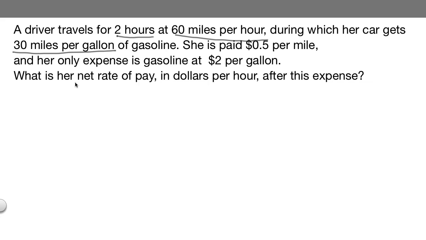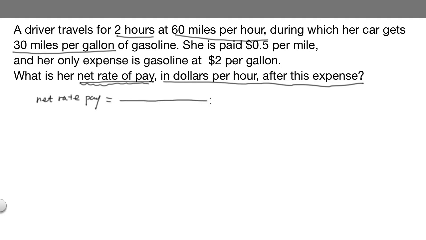So first, let's make sure we understand this net rate of pay. What does this mean? The question makes it very clear: the net rate of pay in dollars per hour after expense. So we're going to understand this as the net rate of pay equals the total pay minus the expense, over the number of hours she gets paid.